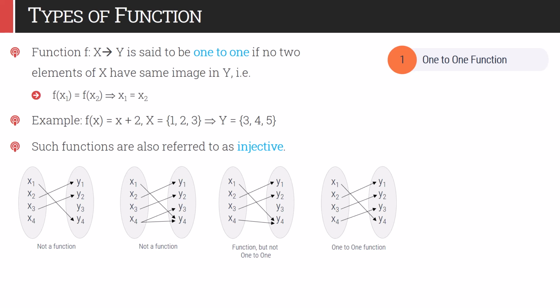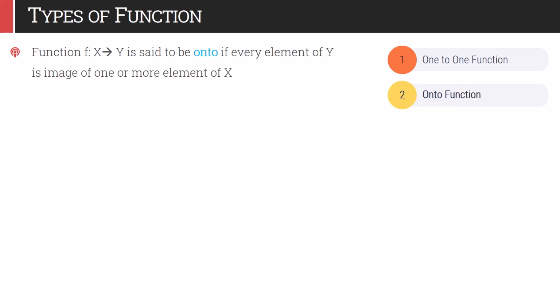All elements of set x are connected and every element of x has a unique image in y, or they have a unique projection in y. So this is a one-to-one function.